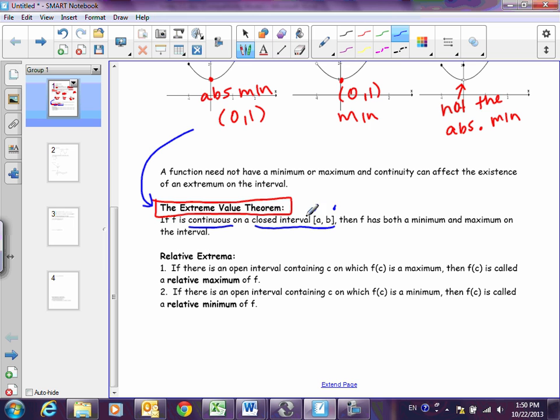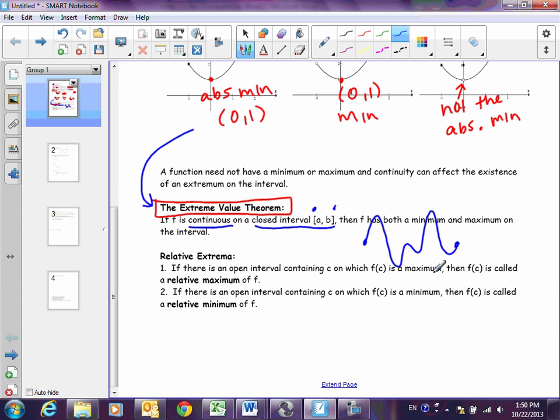Okay? If both of those things are true, though, then we can be sure that f has a minimum and a maximum on the interval. So I want you to imagine you have a point over here, you have a point over here. I don't really care how high or low. As long as you're continuous, it doesn't matter how low or how high you go, you are going to have a maximum and a minimum. It has to happen, right?